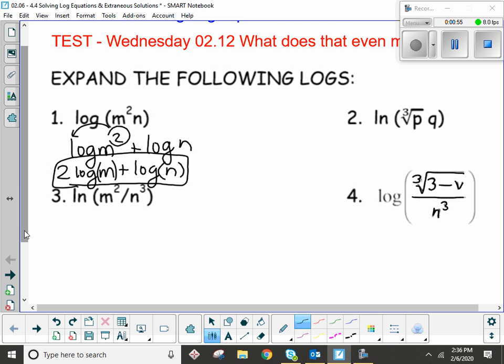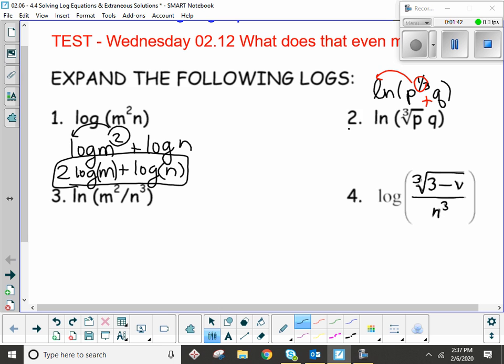Number 2 is just like number 1, mostly. After you change the radical to a power, is the radical on the p or the p and the q? Just the p, right? So how do you rewrite radical 3 as a power? 1/3. So this is really natural log of p to the 1/3 q. And now it's just like number 1, basically. You break it up into addition, and the 1/3 comes out in front of the p term.